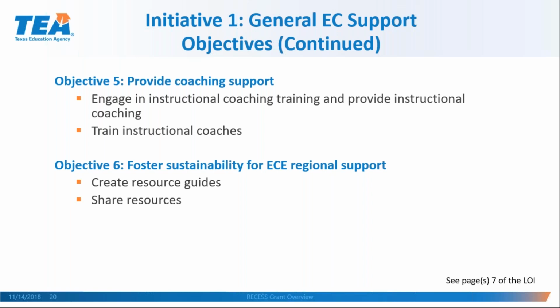They will specifically target coaching in an early childhood setting. Objective 5 involves fostering sustainability for early childhood regional support. Ideas to foster sustainability may include creating parent resource guides for LEAs and/or early learning centers, sharing created resources with LEAs and early learning centers, or any ideas your organization develops that is approved by TEA.